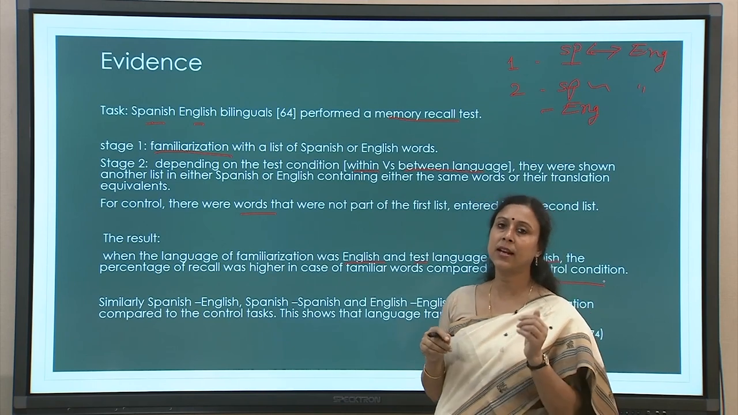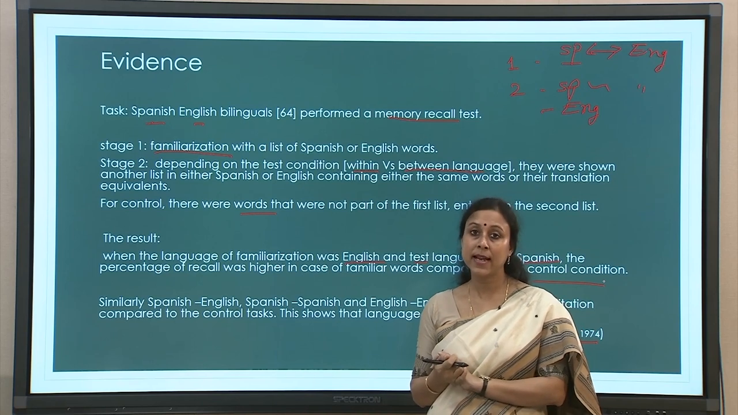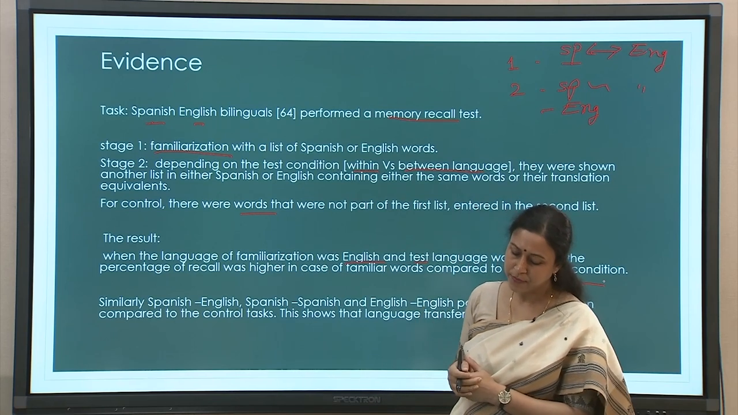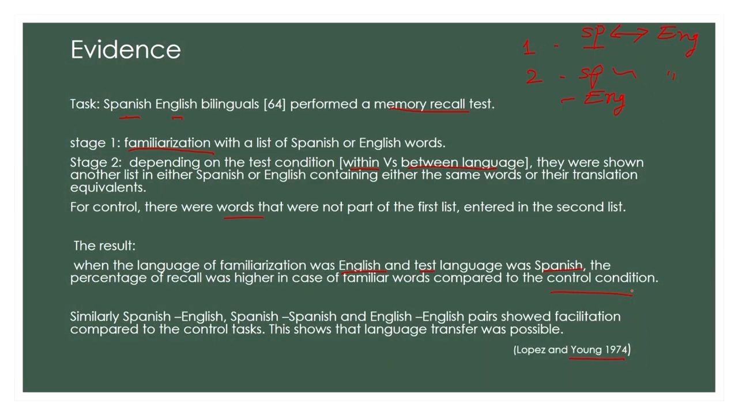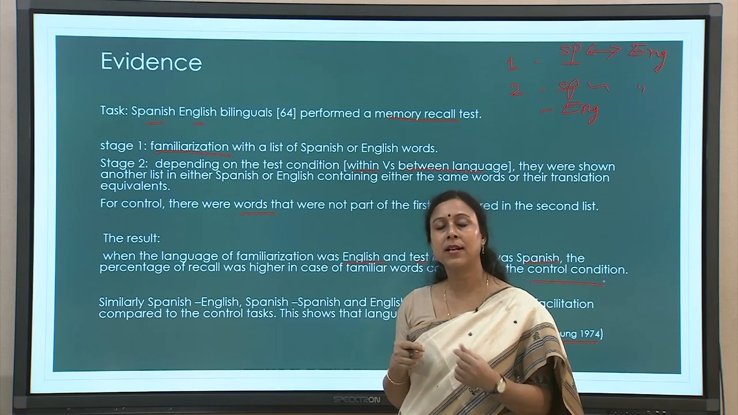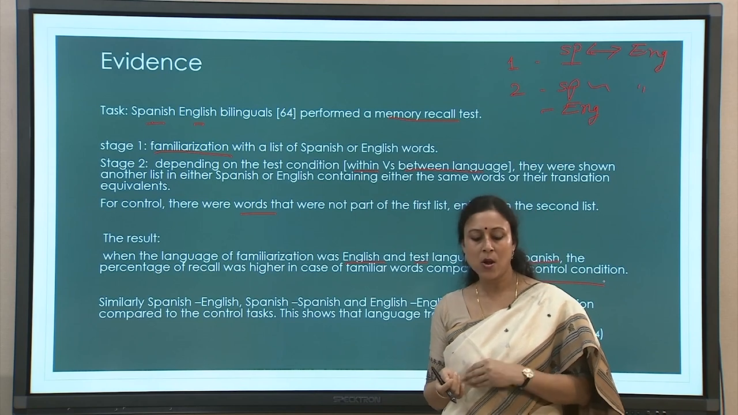So, even if they don't see casa in the next list, they see house, this was also reacted to very fast compared to recall, which was much higher. Similarly, Spanish English, Spanish Spanish and English English, all the pairs. So, basically all four pairs showed the same kind of result, meaning whether the word was present in the same language or in different languages, in both cases the recall was faster, right?